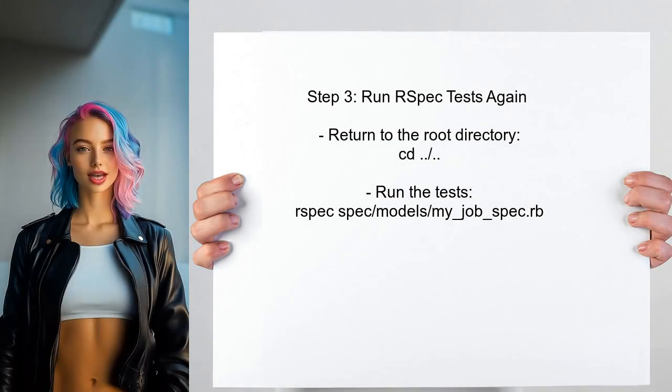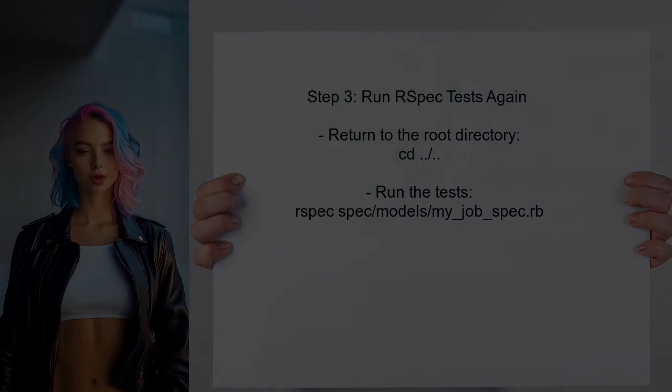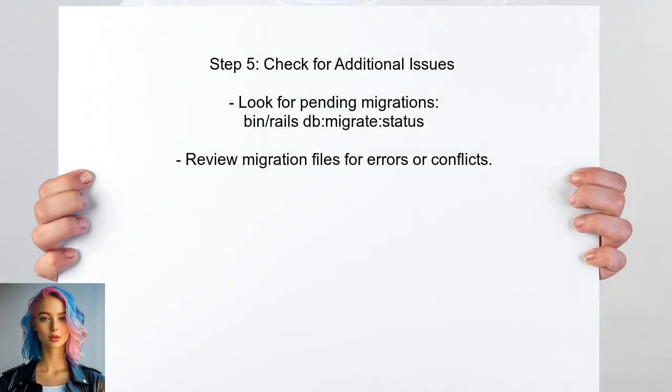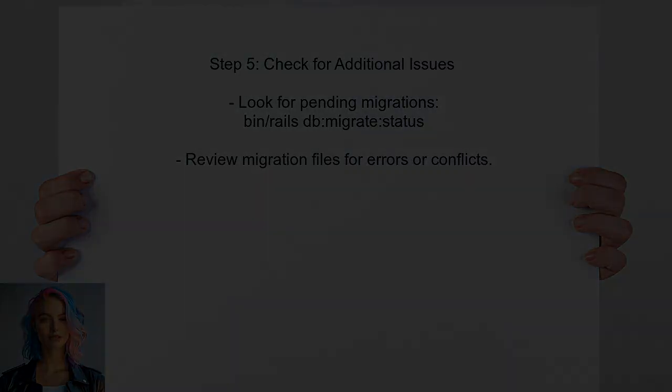After running the migrations, the user should return to the root directory of the Rails engine and execute the RSpec tests again. This will check if the issue has been resolved. If the user still encounters the same error, they should check the configuration in the rails_helper.rb file to ensure that maintain test schema is correctly set up. Lastly, if the problem persists, the user may want to check for any additional pending migrations or issues in the migration files themselves. This can help identify any discrepancies.